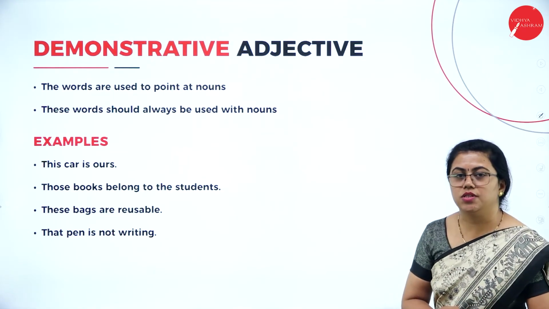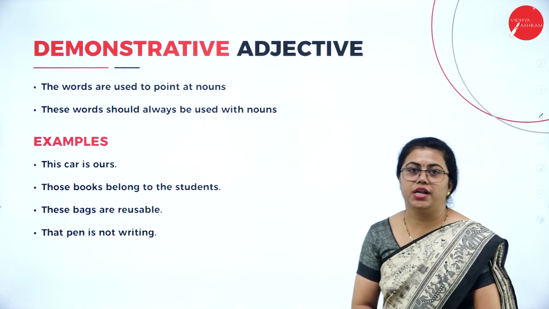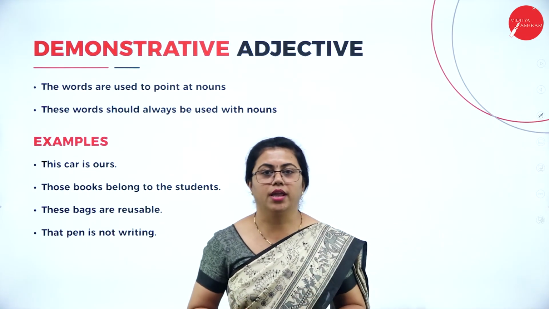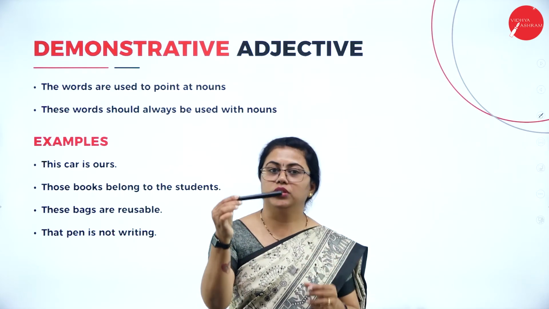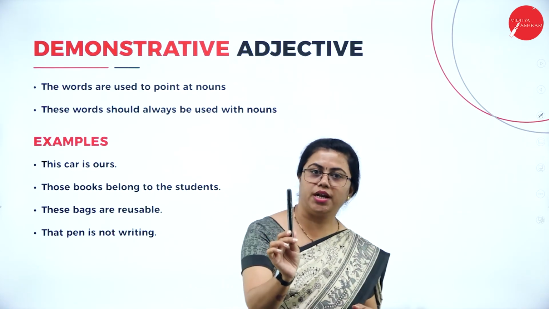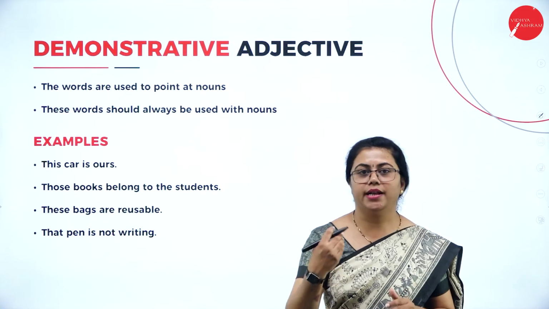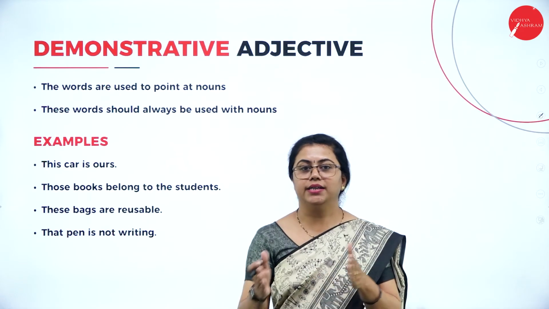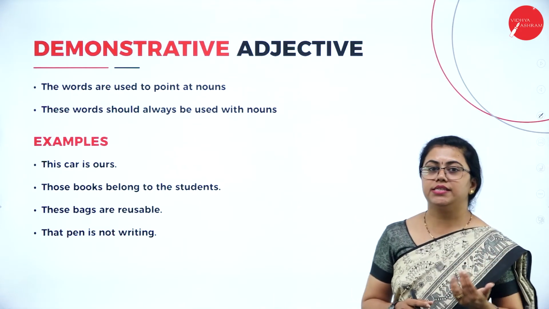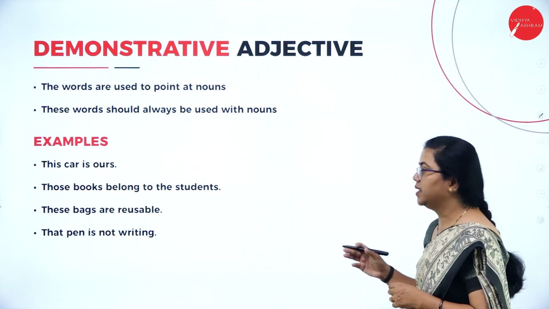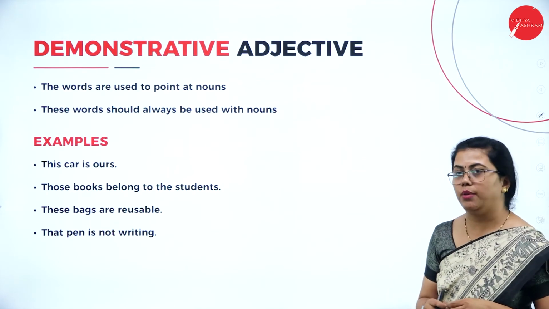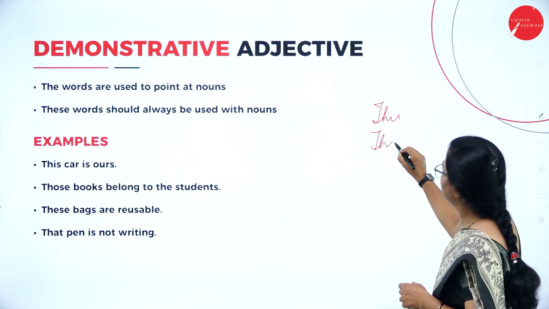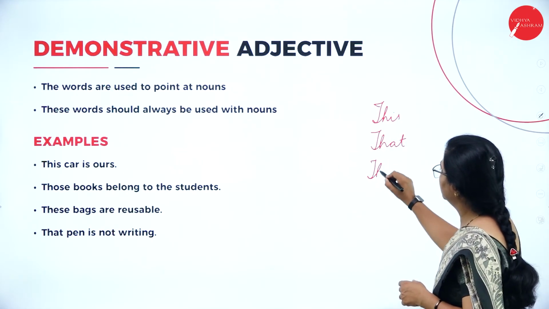Demonstrative adjectives. The word demonstrative actually means to show, to demonstrate. Suppose I am talking about something here. Suppose I have a pen. So this is my pen. I am demonstrating the pen in front of you and telling that it is mine. It belongs to me. So the words this, that, these and those, only these are the 4 demonstrative words that are there in English that are used to demonstrate. Which are the words? This, that, these and those.